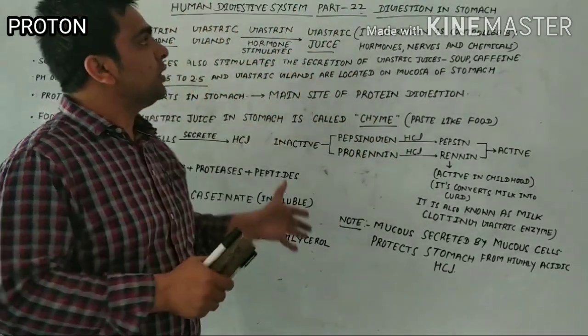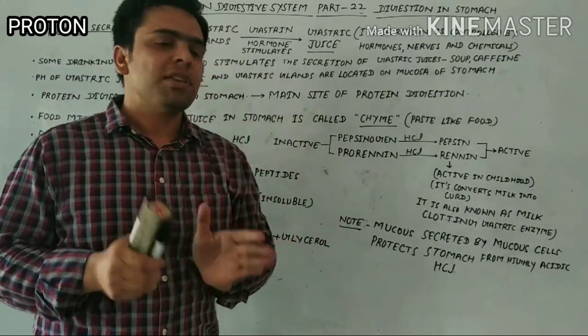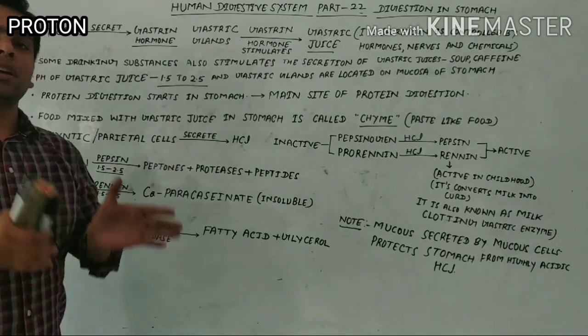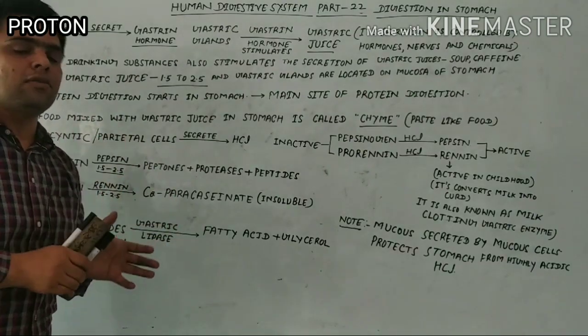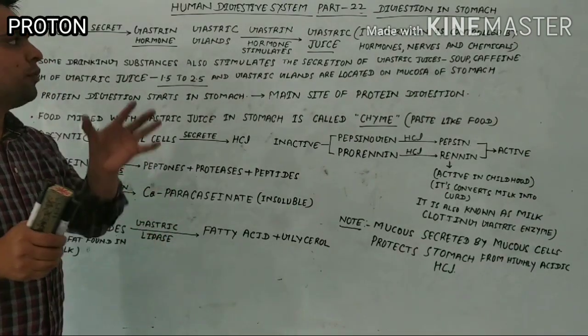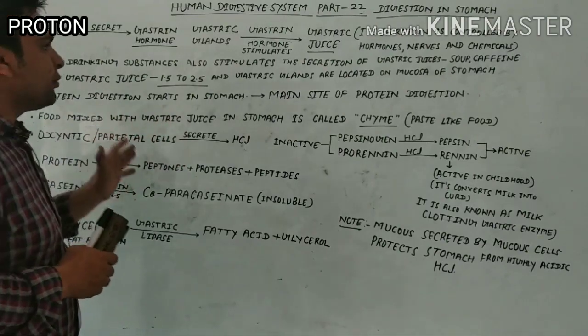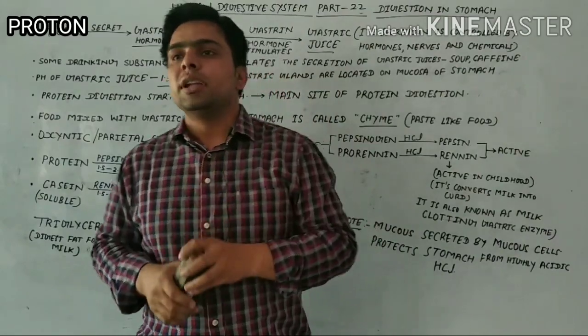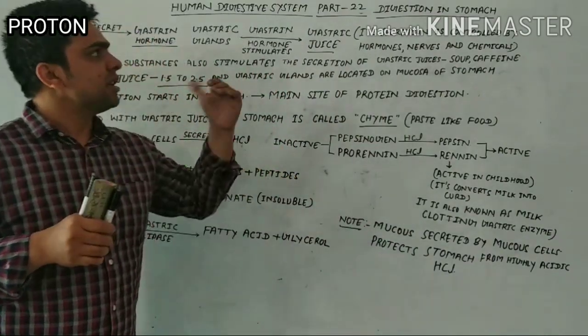So students, this is all about the digestion of food in our stomach, and we have studied today how digestion takes place in our stomach, and some special cells which produce the juices related to digestion of food in our stomach. In this video I have told you how digestion takes place in our stomach.